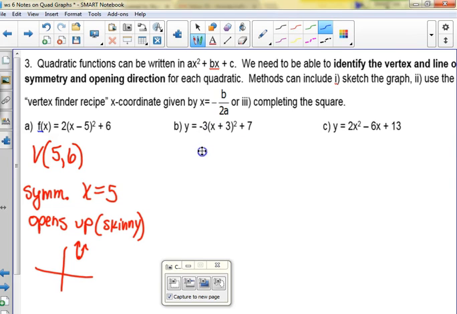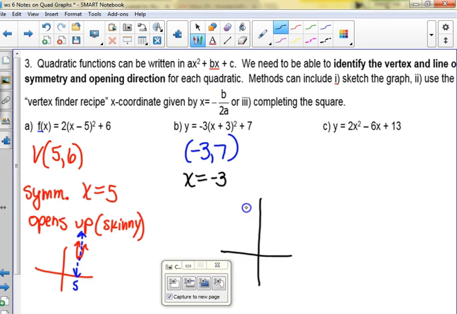All right, what about B? Easy, not easy? Still easy to find the vertex? Axis of symmetry, anybody? Which I didn't draw on this. It didn't say you had to, but it would cross at 5. Okay. This one has an axis of symmetry of x equals -3. So if we were doing the graph, it's left 3 and up 7, and x equals -3.